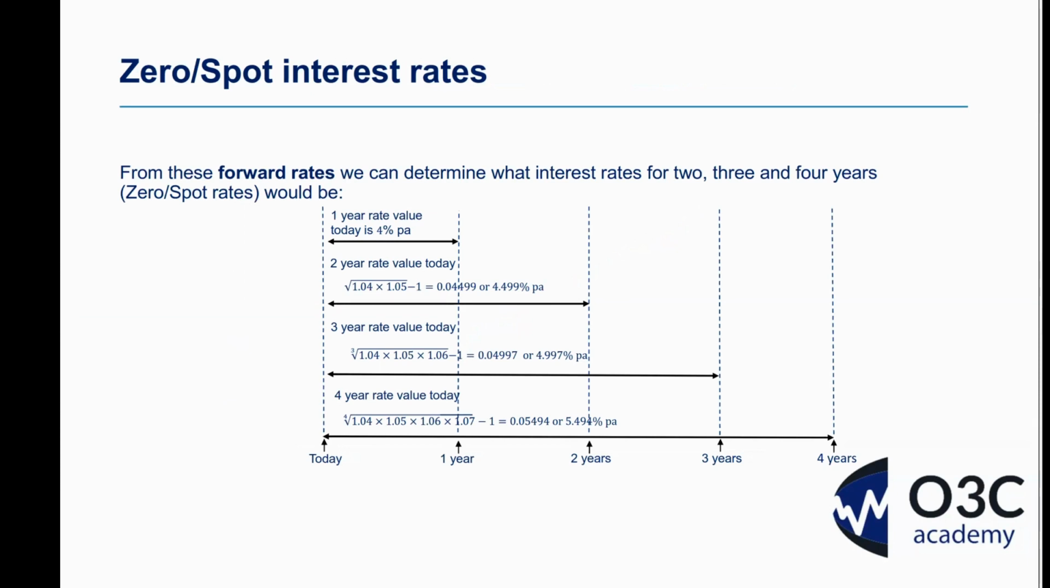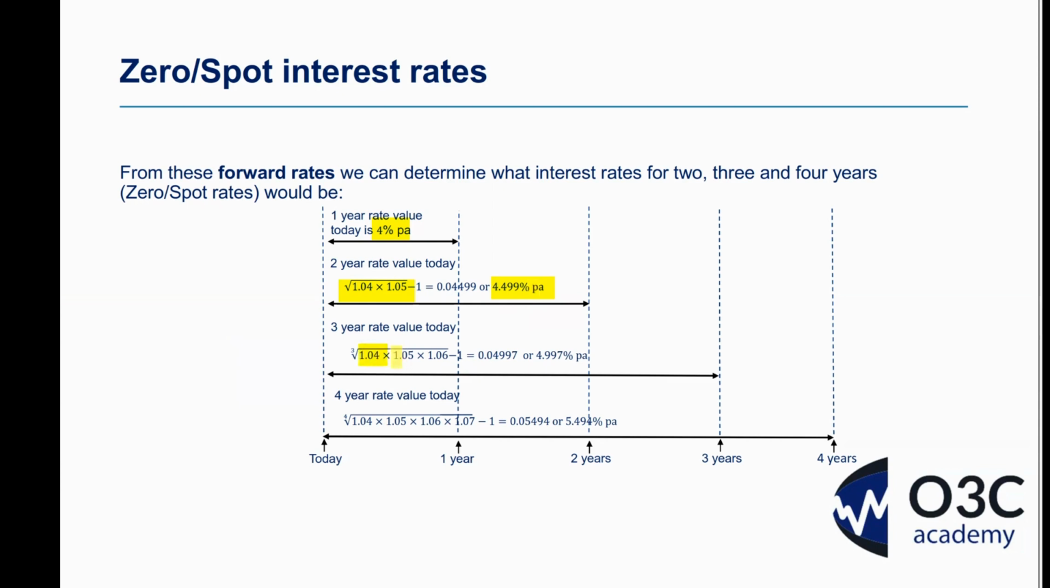And you can see how we do this. So obviously for the first year, the rate is 4%. We already have that. But what we need to do to calculate the 2 year zero rate is multiply those rates, the forward expectations. We've got 4% for the first year, 5% for the second year, and we're going to take the square root of that to come back with the 2 year zero rate, where the zero rate should be, again, based on our expectations. We do the same thing for the third year.